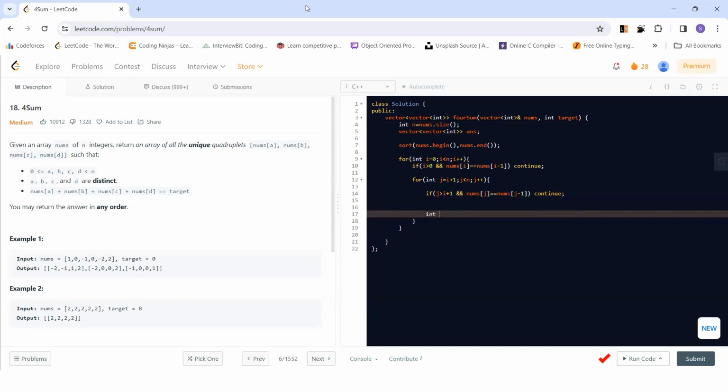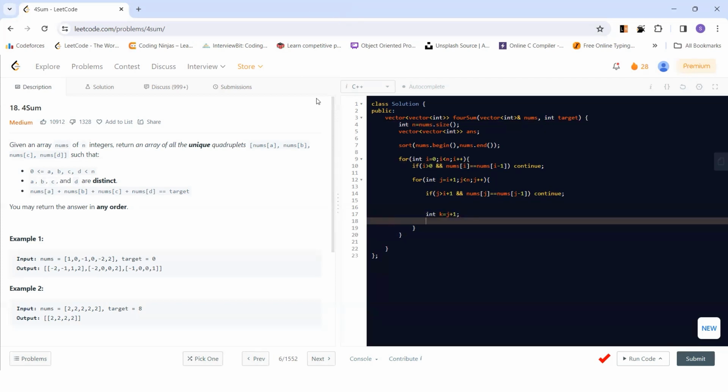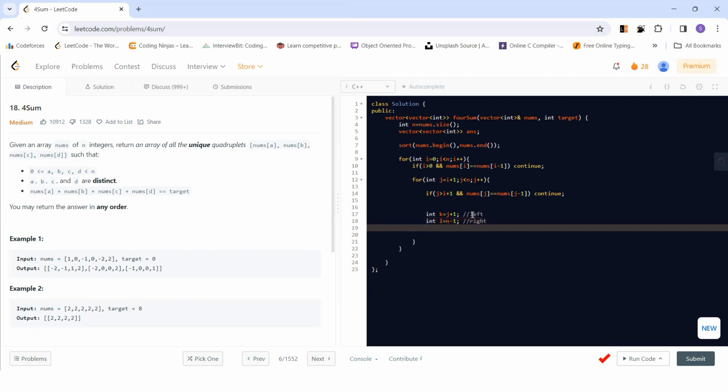Now we'll initialize two pointers. Let's say k equal to j plus 1. This is the left pointer, and this will be equal to l will be equal to n minus 1. This will be equal to the right pointer, right? Now, while both the pointers cross each other, we'll run the loop.